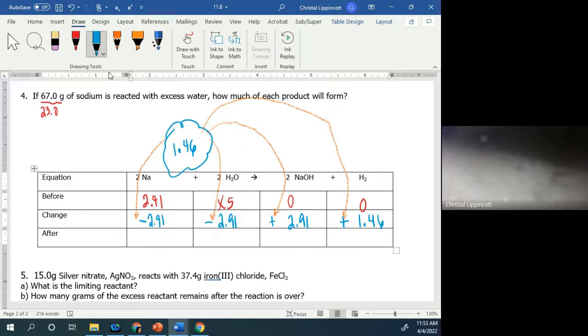Questions? Why is it 1.46? Because I was multiplying by a 1 here. The rest of these I multiplied by 2. Oh. So here I have nothing left. Here I have an excess amount. Here I've made 2.91, and here I've made 1.46.